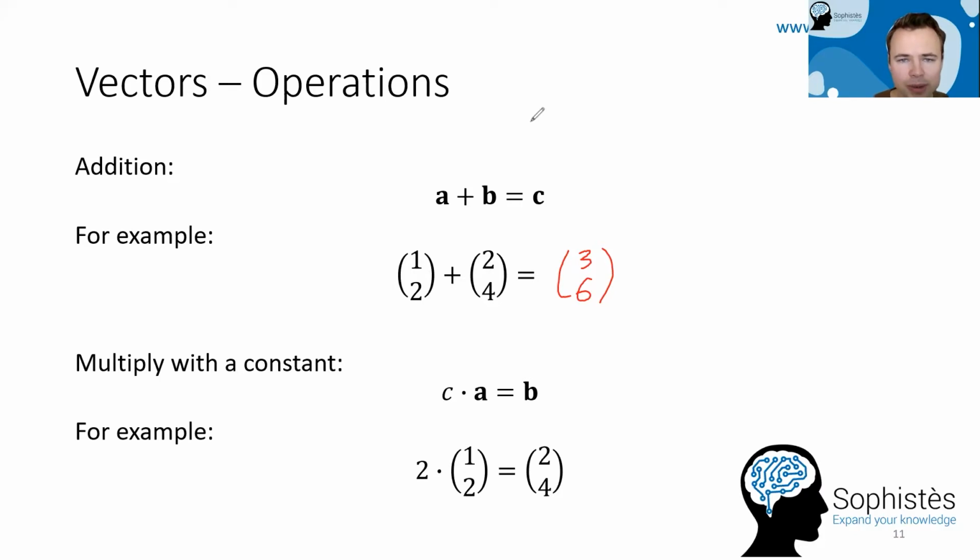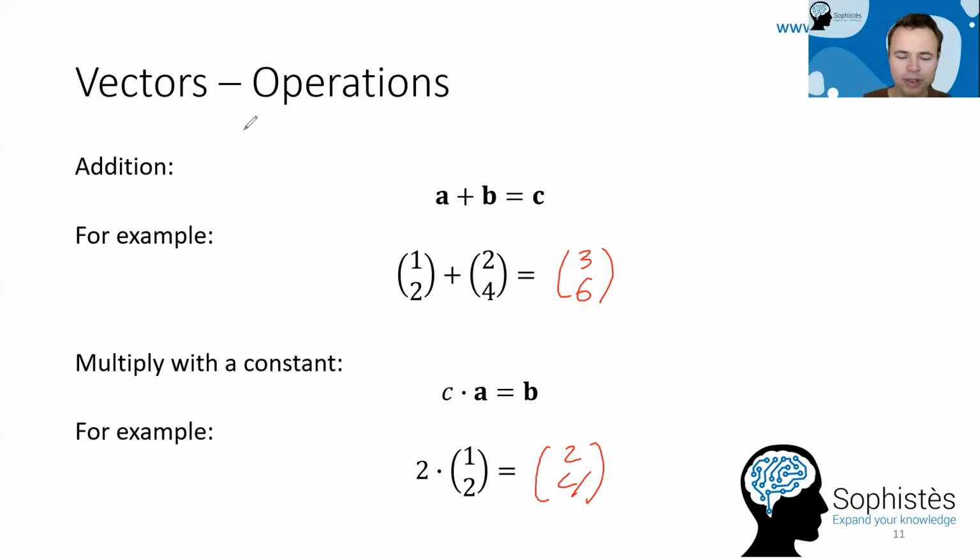Then how to multiply it with a constant. I think that one is also really intuitive. For example, if you have 2 times vector 1, 2, you do 2 times 1 is 2. 2 times 2 is 4. So I also think that one is pretty intuitive, right? If you multiply it with a constant, you basically are just scaling up your vector. This is called a scalar.